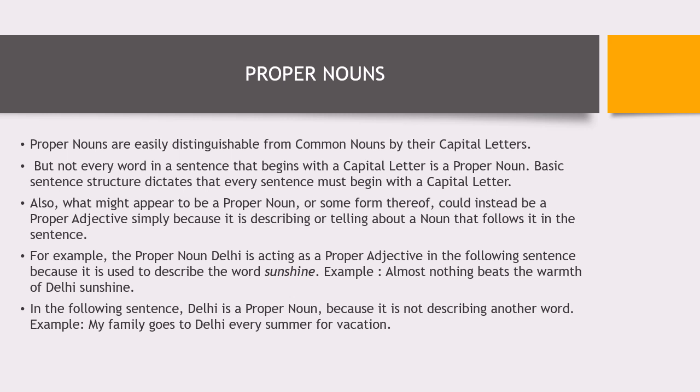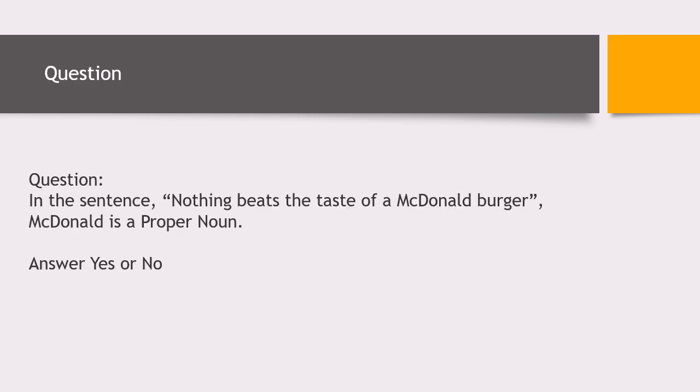For example, the proper noun Delhi is acting as a proper adjective in the following sentence, because it is used to describe the word sunshine. Example: Almost nothing beats the warmth of Delhi's sunshine. In the following sentence, Delhi is a proper noun, because it is not describing another word. Example: My family goes to Delhi every summer for vacation.